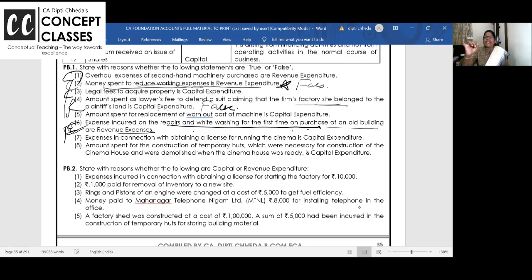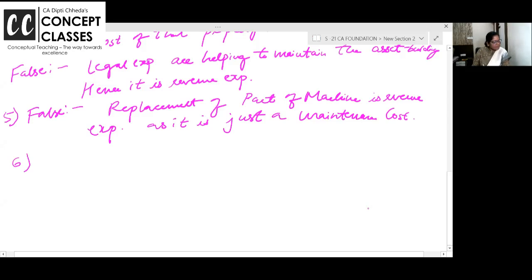Ma'am, repairs, dekh ke students are writing revenue. It's not revenue expense. Routine repairs are revenue. This is the repairs, whitewashing on the purchase of old building. Okay. So this is done for the first time. So it is to be capitalized. Karo. Sixth one. Sixth one. False.